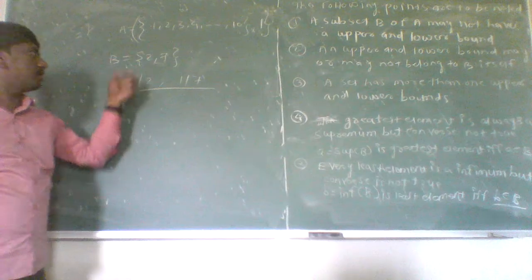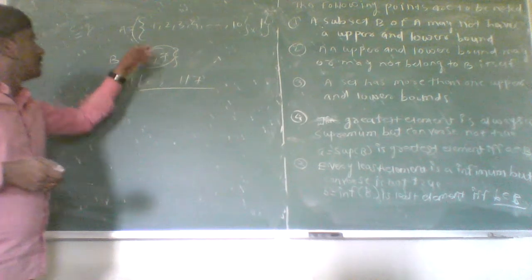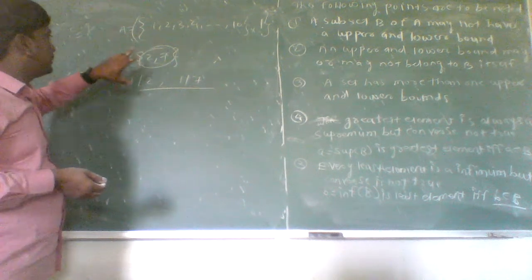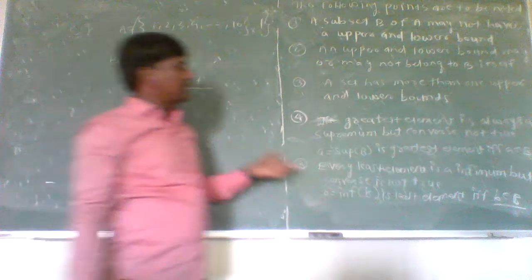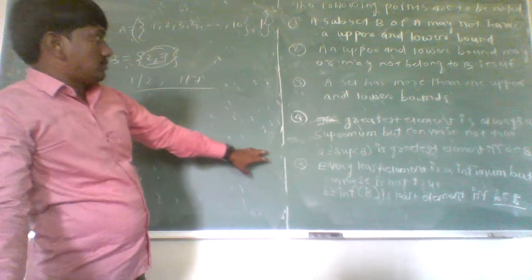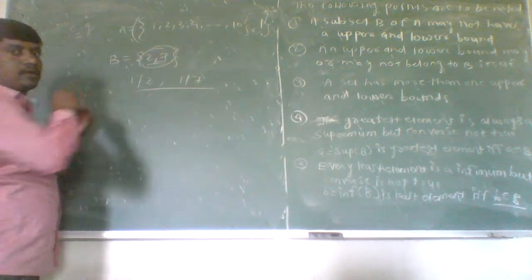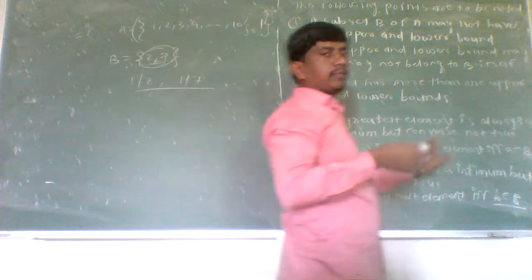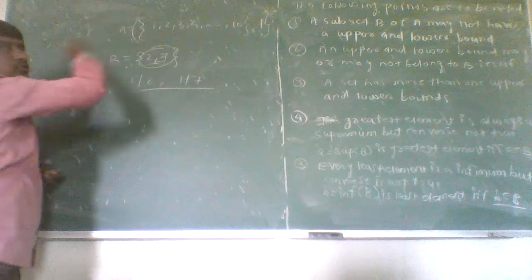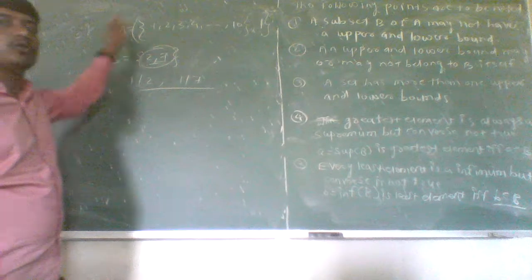From the definition of lower bound, 1 is a lower bound. But there is no element in B which is divisible by 2 and 7, therefore there is no greatest element. For an upper bound, we have to see whether it belongs to A, and there is no element in A also which is divisible by both 2 and 7. Therefore, the given set has lower bound 1, but it has no upper bound.